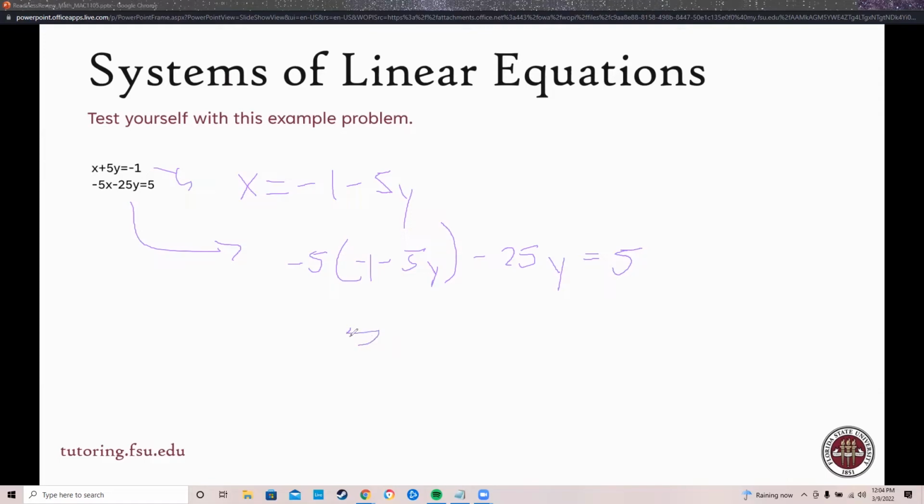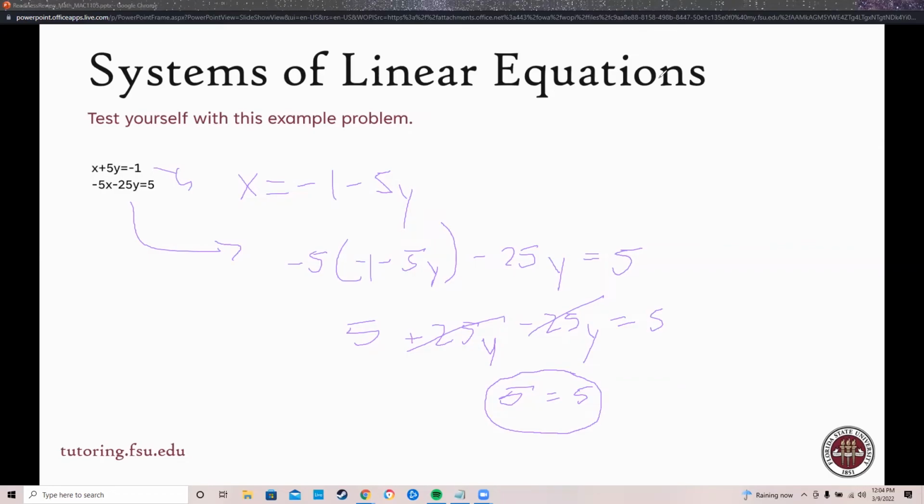Simplifying, I get 5 plus 25y minus 25y is equal to 5. These things cancel out. And now I have a statement like 5 is equal to 5. So unlike the last example where when the things cancel it out, the statement was false, saying something like negative 12 is equal to 1, this statement's actually true. So we did our substitution correctly, but now our statement just has 5 is equal to 5. Okay, so what does that mean?